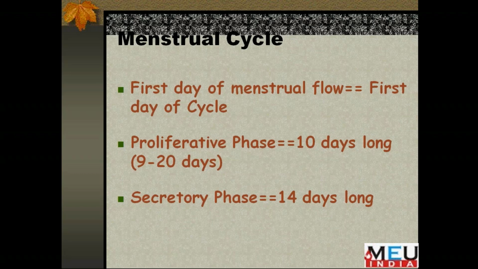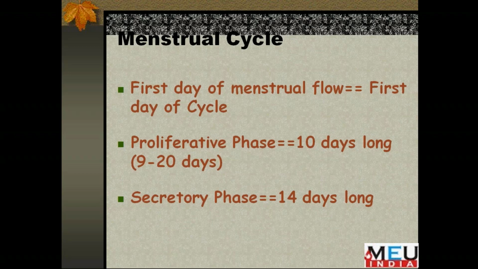Now we must be clear what is meant by the menstrual cycle. The first day of the menstrual flow is considered the first day of the cycle, and after that the proliferative phase is 10 days long. It may vary in different women, and could be 9 to 20 days long, depending upon variations in the period of ovulation. Then the secretory phase is always 14 days long.